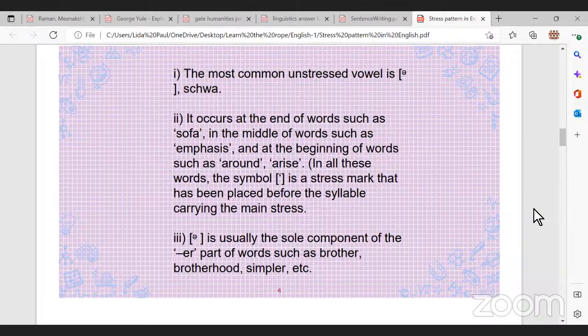It is such an insignificant sound that when produced in isolation, it is difficult for you to even articulate this vowel properly because it's unstressed, right? But in a word, you can, like sofa, emphasis, around.